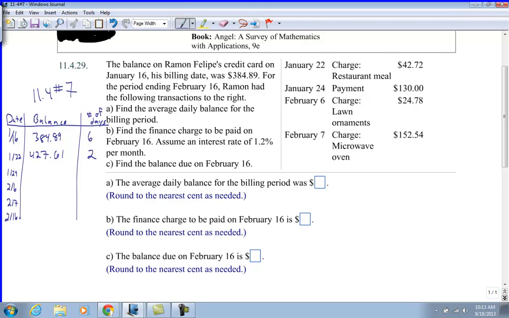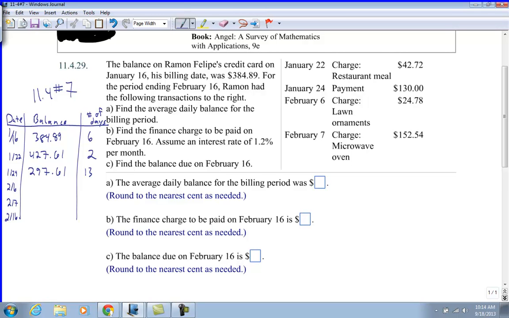Now on the 24th there's a payment of $130, so we're going to subtract $130 from this balance. And I'm at $297.61. And that's going to be the case from the 24th to the 26th. Now, 24th to the 31st is 7 days, and then from the 1st to the 6th, that's going to be 6 days. I should say 31st to the 6th, 6 days. So we're looking at 13 days for that one.